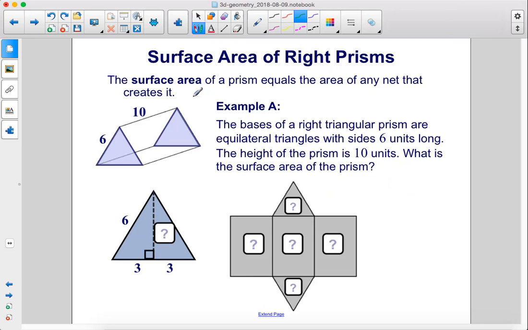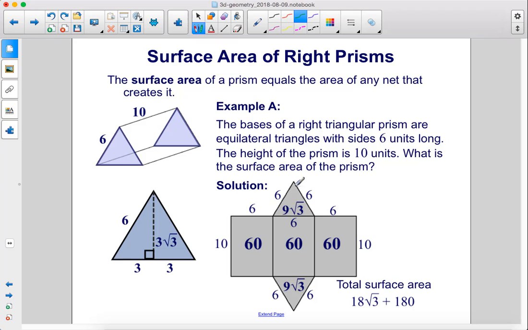The surface area of a prism equals the area of any net that creates it. Example A. The bases of a right triangular prism are equilateral triangles with sides 6 units long. So 6, 6, and 6. The height of the prism is 10 units. What is the surface area of the prism?